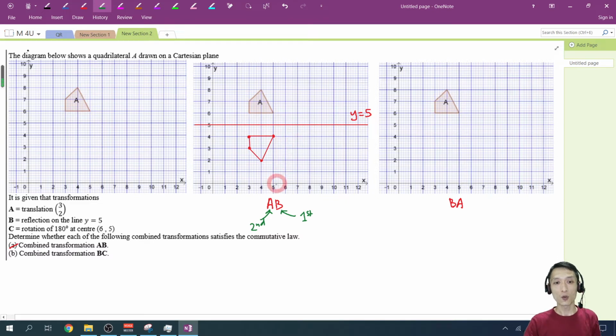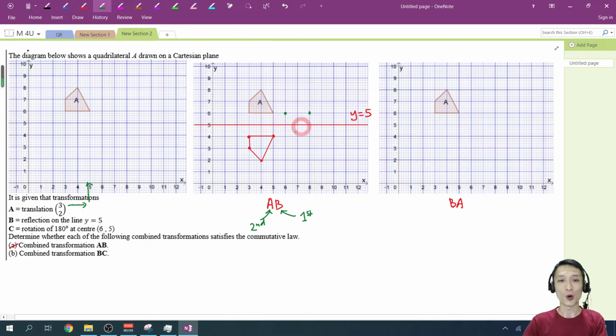Okay, so now we are going to draw the image for the transformation A. A is a translation (3, 2). 3, 2 means 3 units to your right, and 2 means 2 units up. Let me determine the image for this vertex first. 1, 2, 3, go up 2 units, 1, 2, which is over here. So you can count again from here. 1, 2, 3, 1, 2.